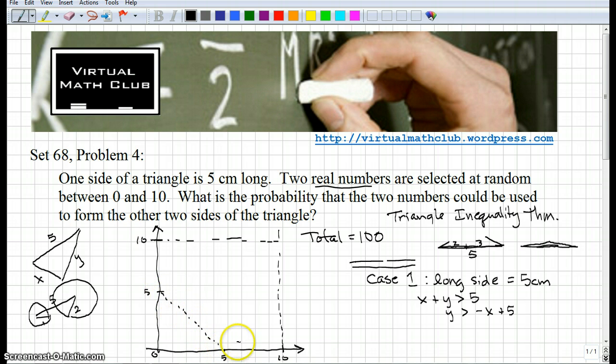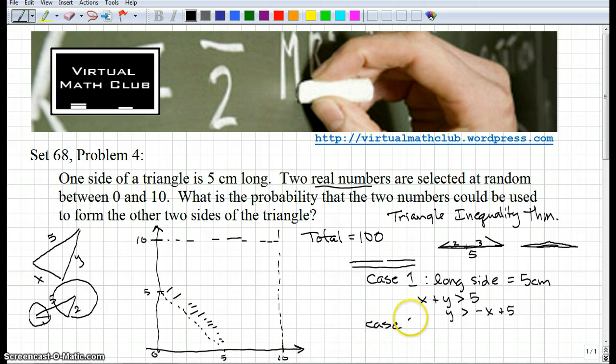So the region where x plus y is greater than 5 is going to be on this side of the line. I'm not going to shade the whole thing because I've got more inequalities here. Anything down in this region is not going to make a triangle, because if you had, say, 1 and 1 with the other side being 5, no, you can't make a triangle.